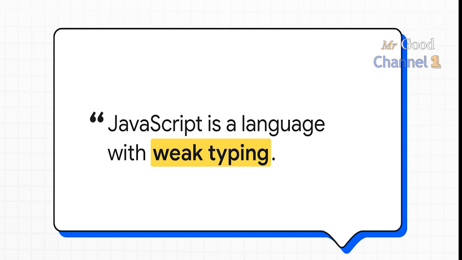See, if you try to compare two different types of data, like, say, a number and a string of text, JavaScript doesn't throw an error. Nope. Instead, it tries to secretly convert one of them to match the other before it gives you an answer.